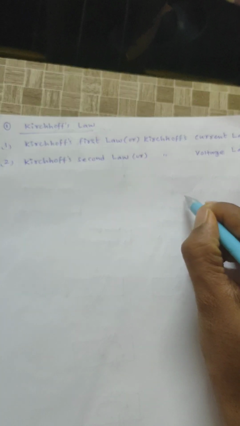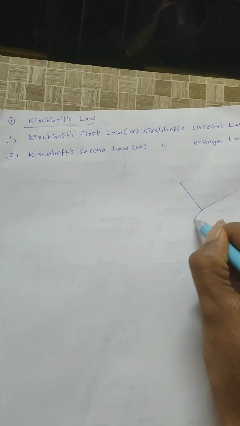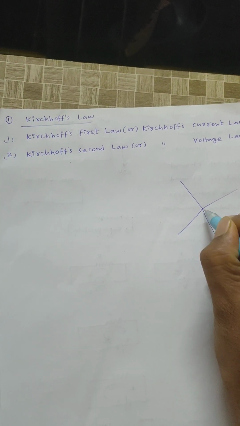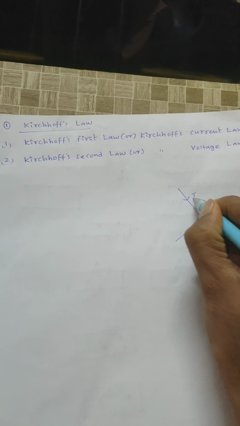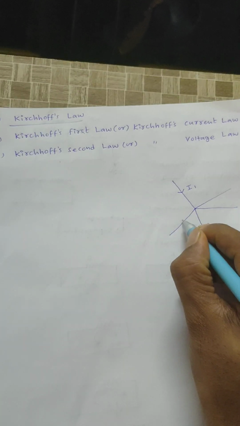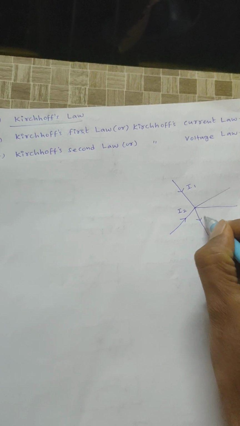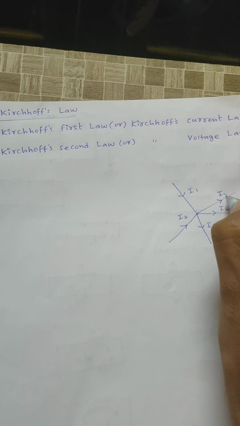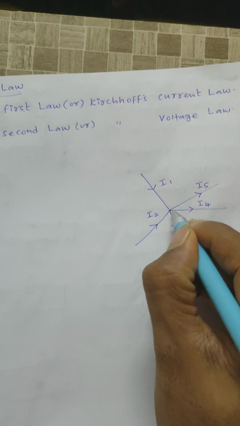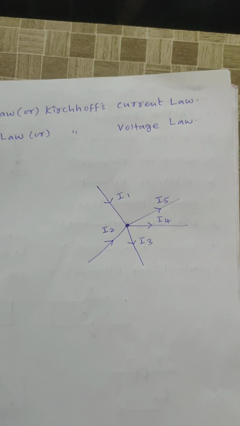Let us consider five conductors having five different currents. I1, I2 are the incoming currents, and I3, I4, I5 are the outgoing currents. This is a junction. A junction is nothing but an interconnection of three or more elements.